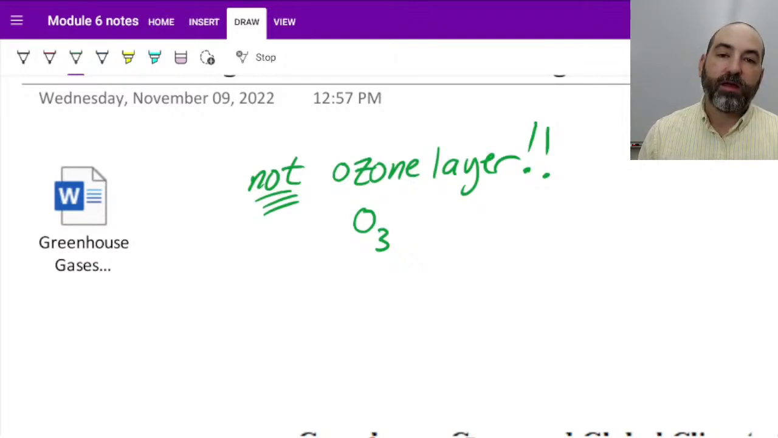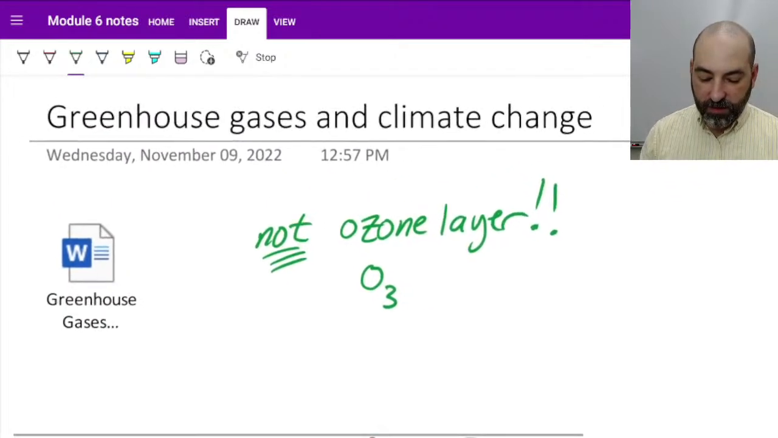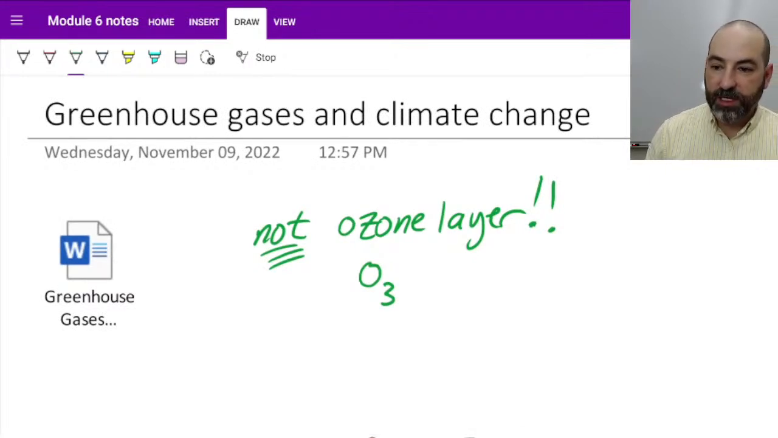Because of that, there was a move to ban those chemicals around the world, which succeeded, and the ozone layer is now recovering. So this has nothing to do with greenhouse gases and climate change. It's a totally separate phenomenon.